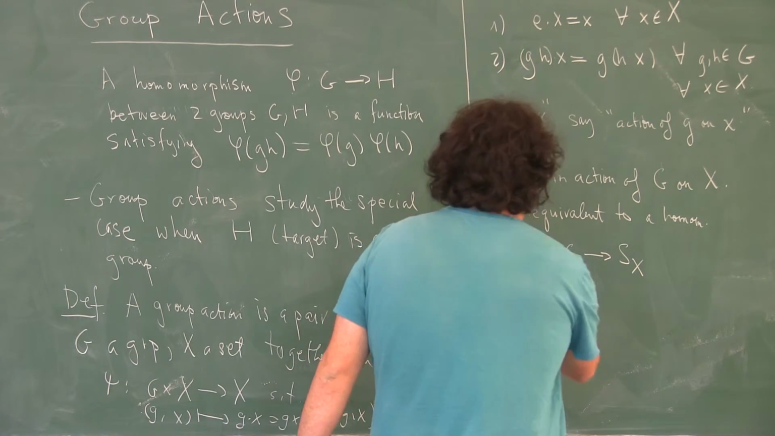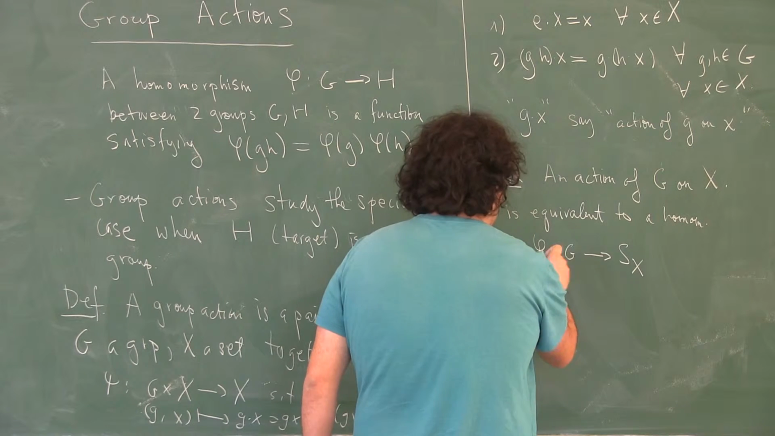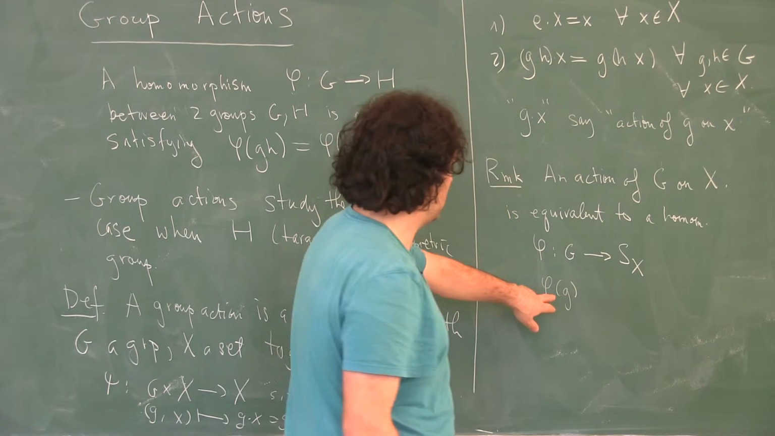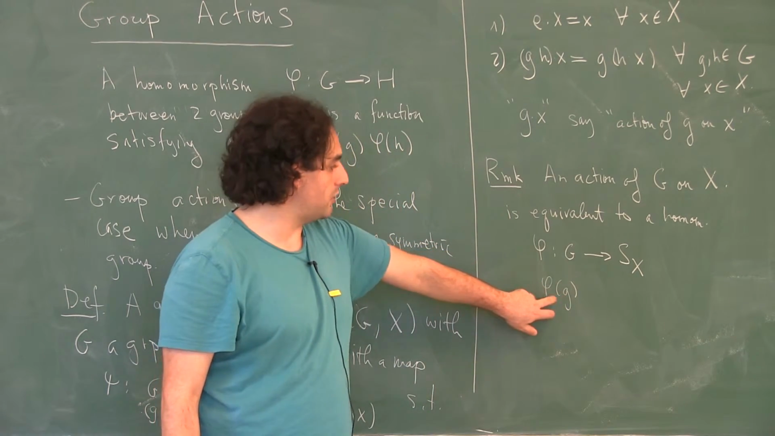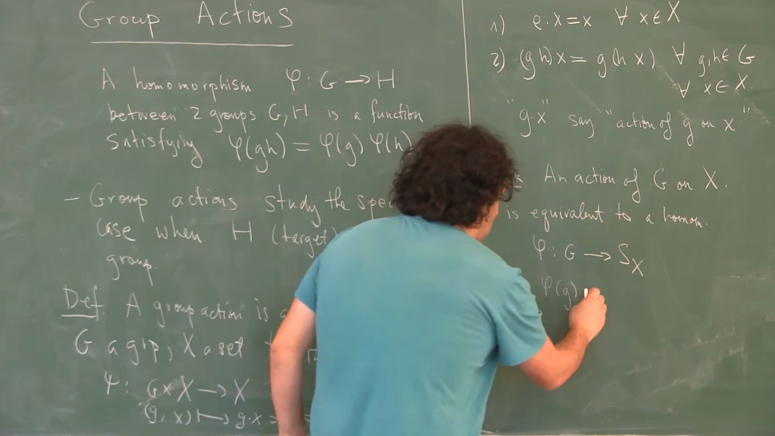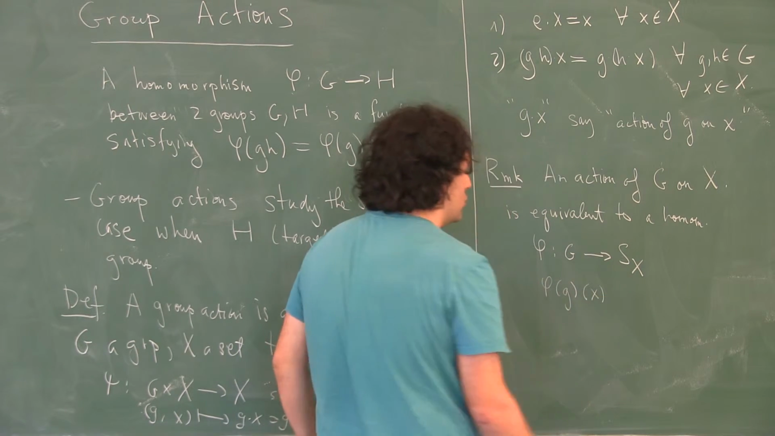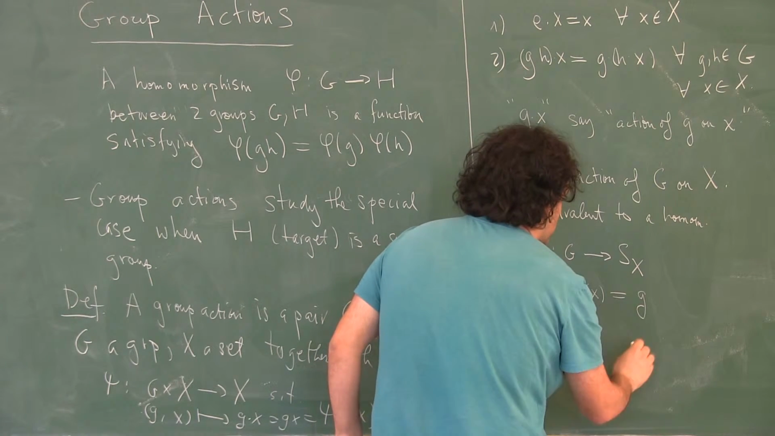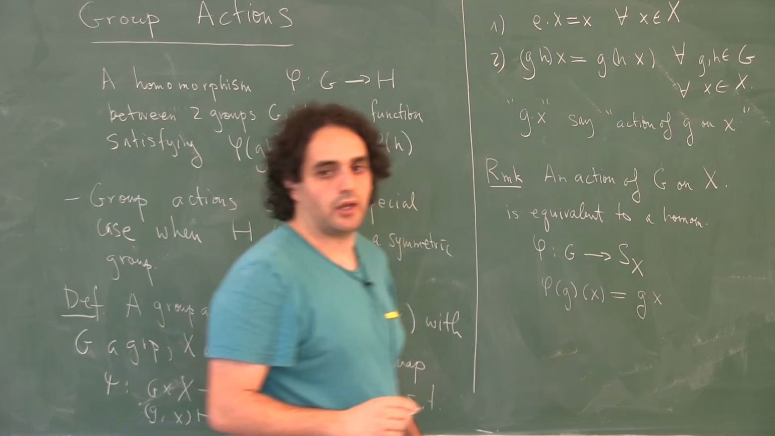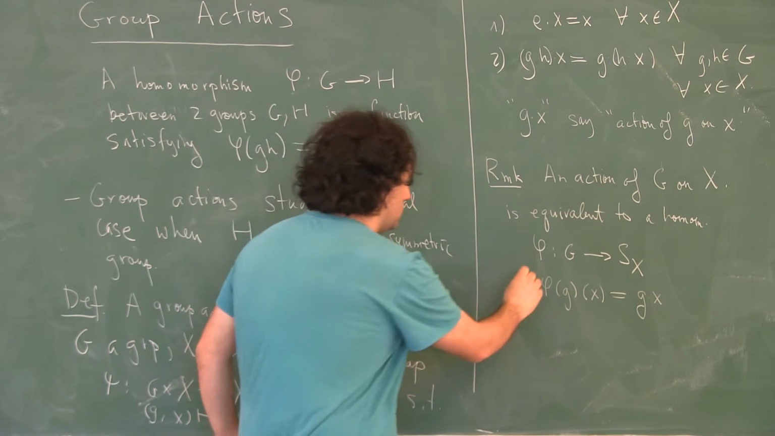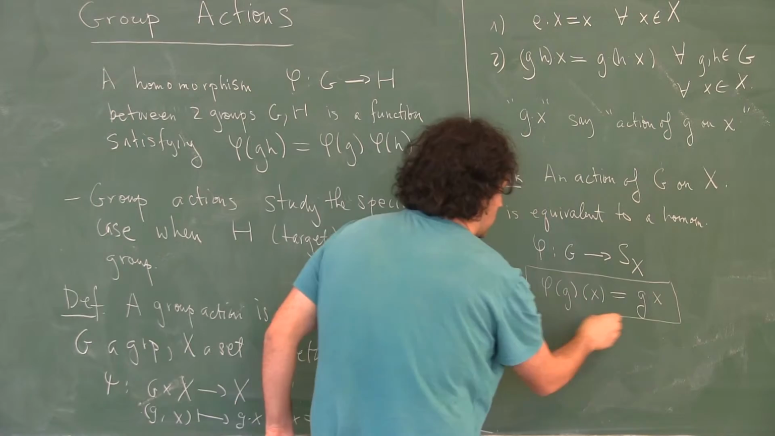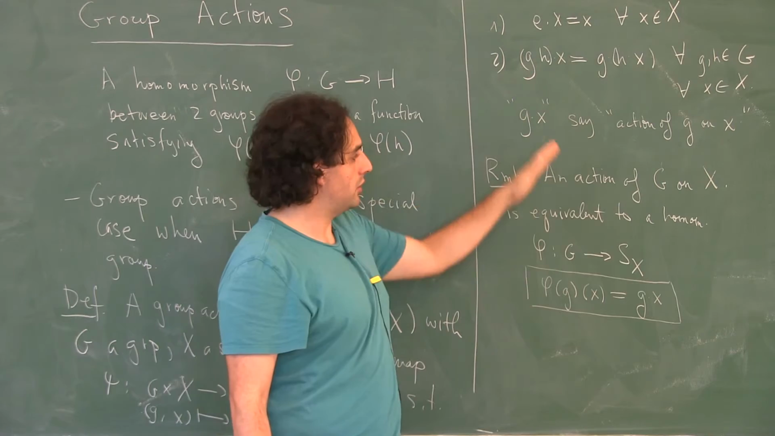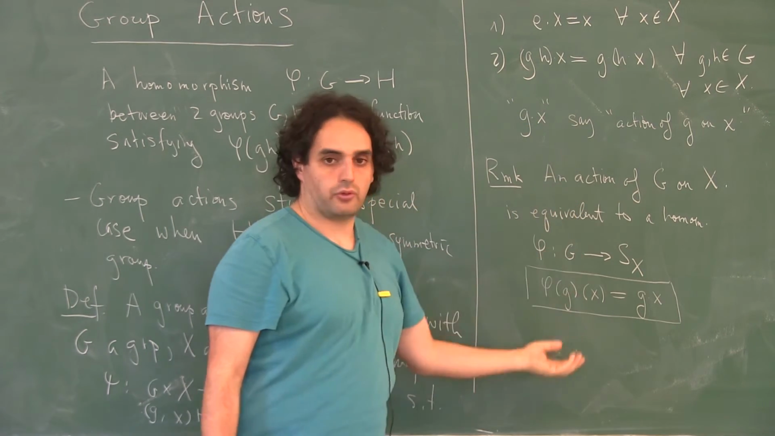How so? If I want to define a homomorphism like this, I need to say for every g in G, I need to give a permutation phi of g. What will phi of g do to the element x? Well, it will just be the action of the element g on the element x. Okay, so we can go back and forth between this point of view of the action and the point of view of the homomorphism.